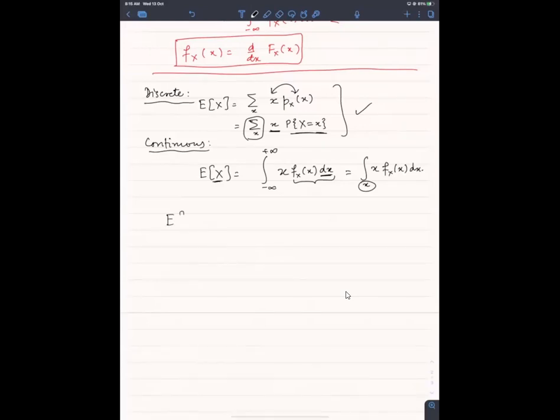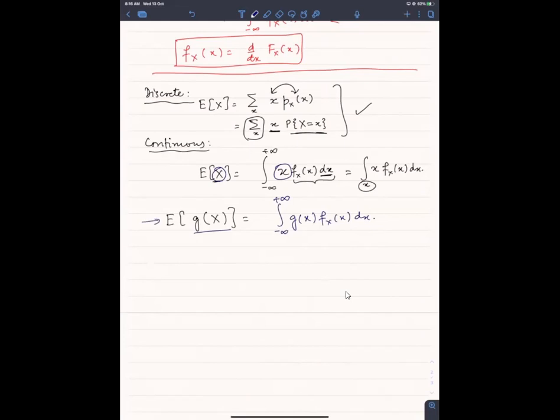So expected value of some function of a random variable is equal to, well, just like in the case of x, I had this x here. Similarly, in the case of g(x), I have g(x) here, and the density function of x dx integrated from minus infinity to plus infinity. So that is how you will be able to find the expected value of a function of a random variable.